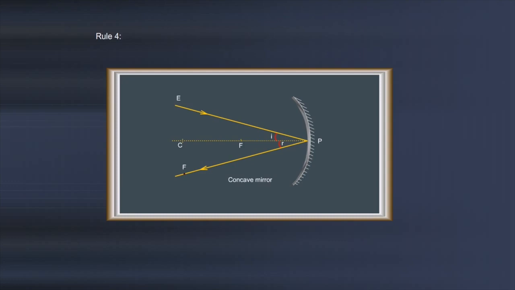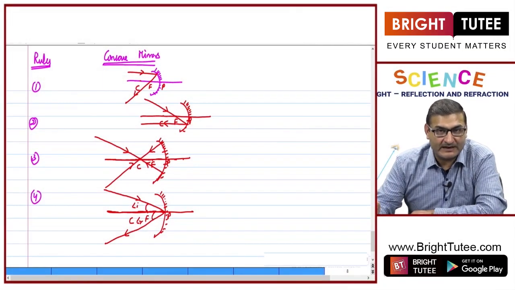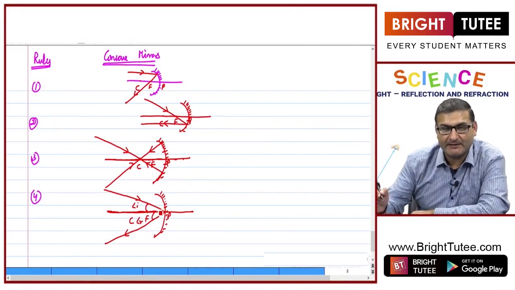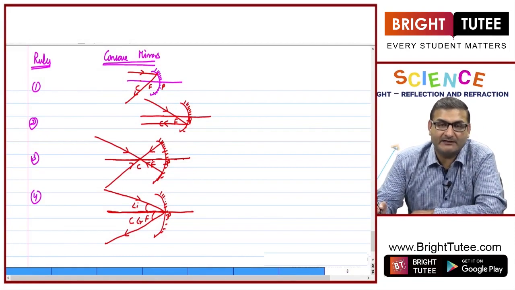Now, this is quite simple to understand. This principal axis is considered to be a normal, right. This is a normal because this is perpendicular to the mirror. This ray of light was the incident ray. So, this angle should be the angle of incidence, the angle between the incident ray and the normal, which in this case happens to be the principal axis. So, as per the rule, the angle of reflection needs to be the same. That means, the ray of light now will reflect back, making the same angle as that incident ray was making with the principal axis.